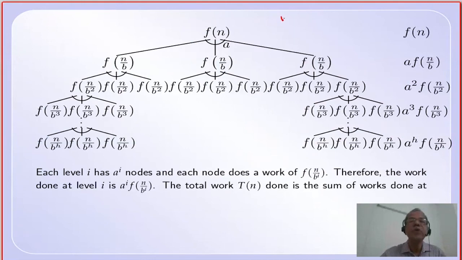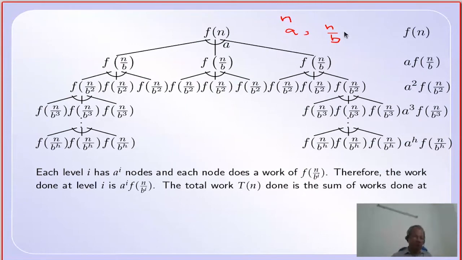A call is given an input of size n by 2. Suppose a contractor is given an input, a work of size n. He gets a subcontractors. I have shown it here. 1, 2, 3 and so on, a subcontractors. He divides the work n into b parts. Therefore, to each subcontractor, he gives a work of size n by b.